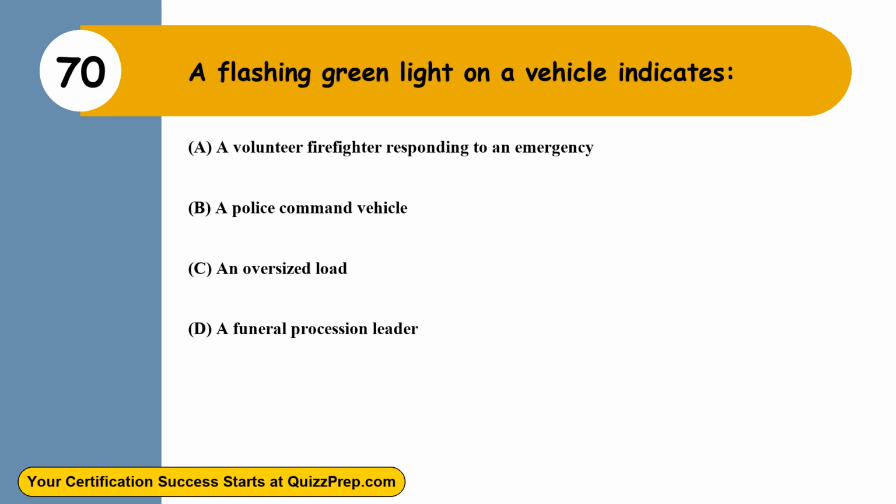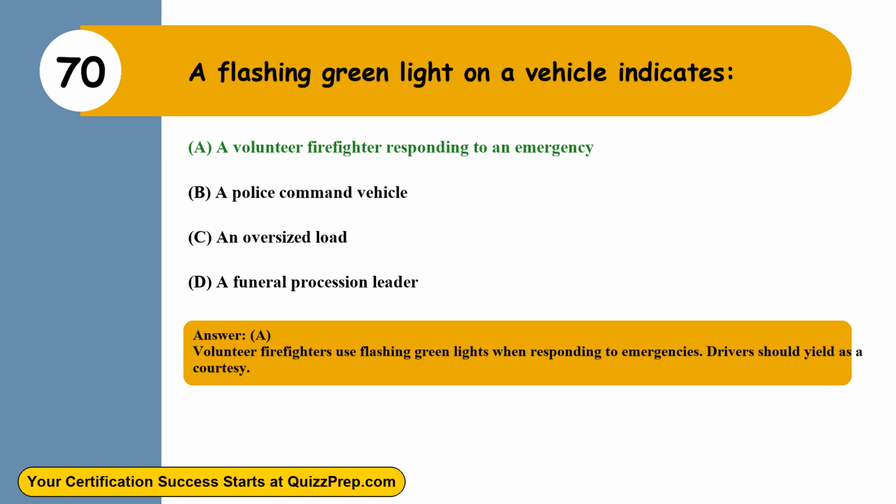Question 70. A flashing green light on a vehicle indicates: Option A. A volunteer firefighter responding to an emergency. Option B. A police command vehicle. Option C. An oversized load. Option D. A funeral procession leader. The correct answer is option A. A volunteer firefighter responding to an emergency. Volunteer firefighters use flashing green lights when responding to emergencies. Drivers should yield as a courtesy.